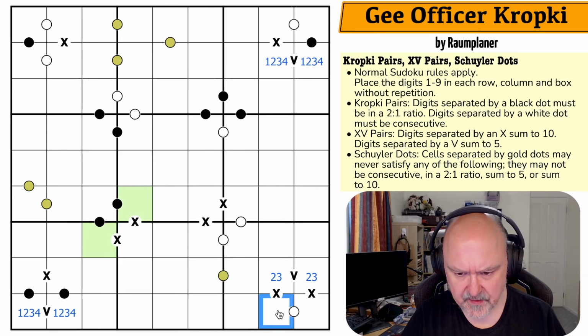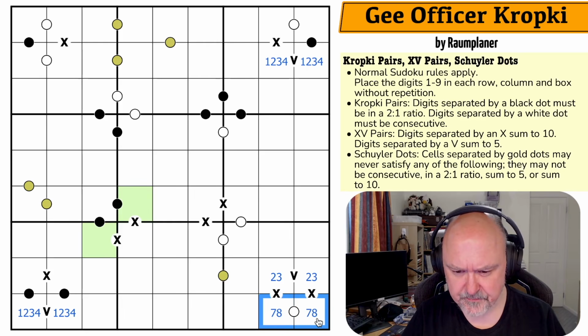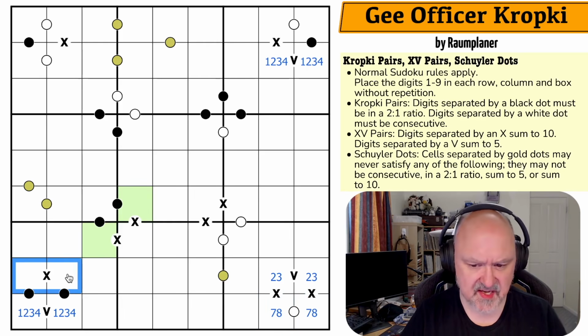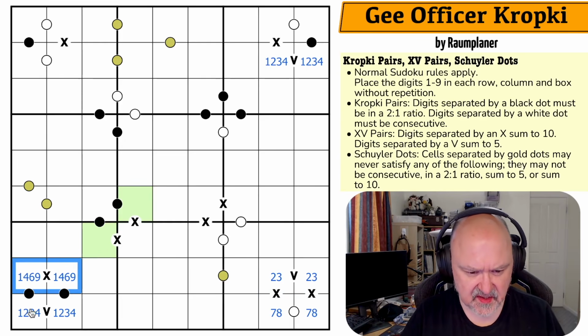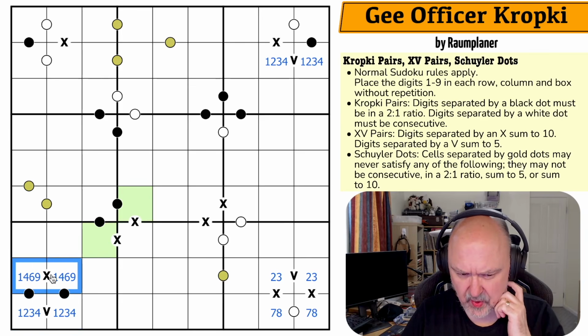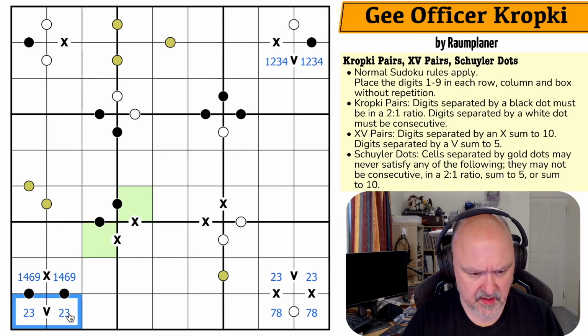2, 3. Now these have to be consecutive. So 2, 8, and 3, 7. It has to be 2, 8, 3, 7. So these are 2, 3. These are 7, 8. That is forced. So this here has to be 1, 9 or 4, 6. Now, I can't put 1 here. Oh, hang on. 1, 9. But if this was 1, 4, this had to be 2, 8. And it can't be anymore. So this can't be 1, 4. This is 2, 3.